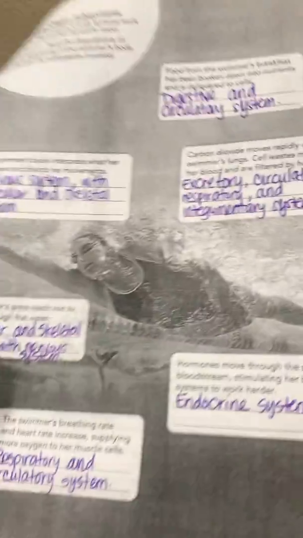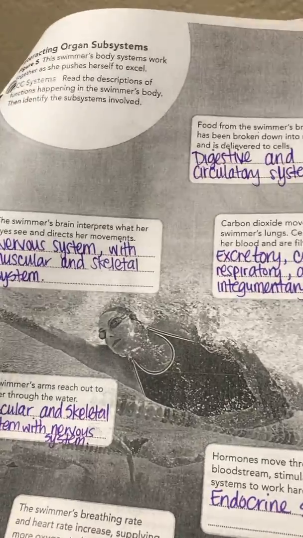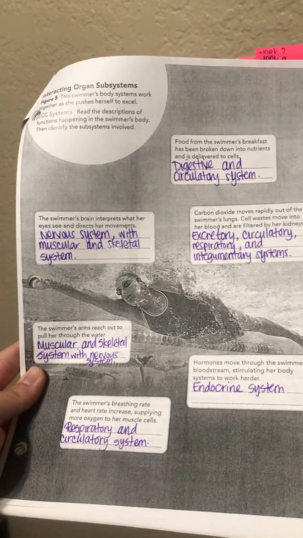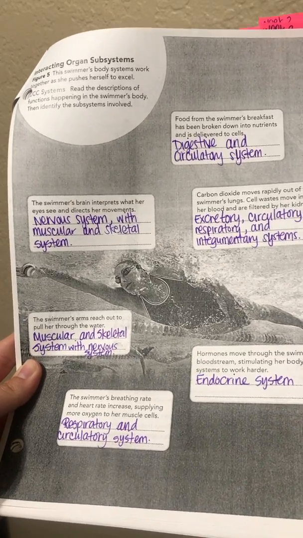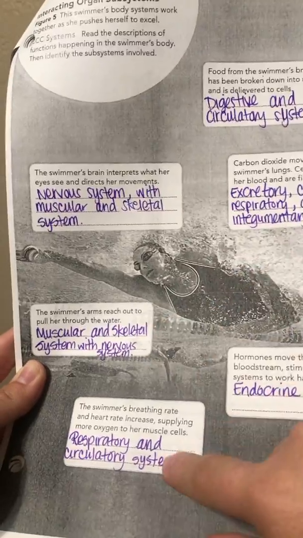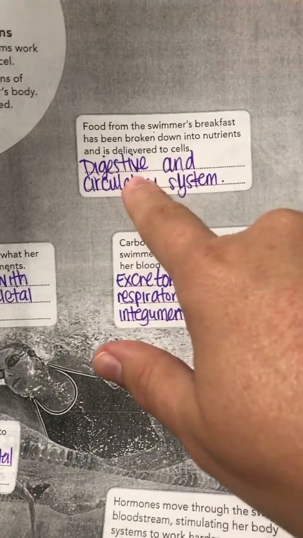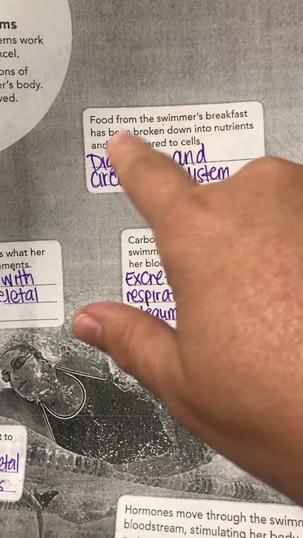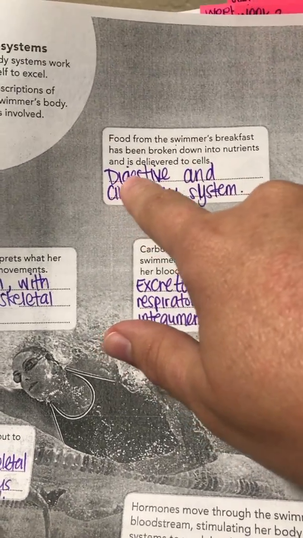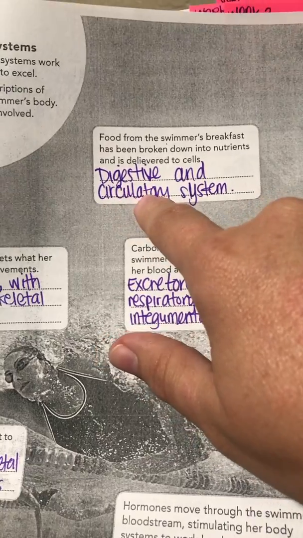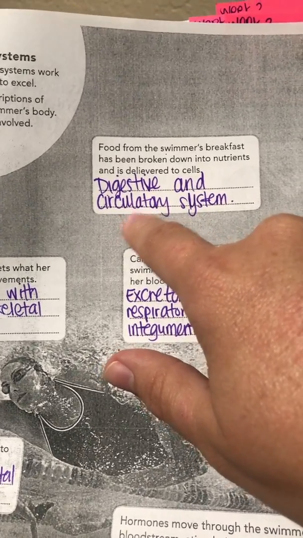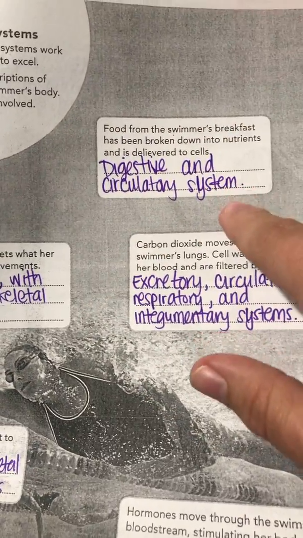And almost to the end of this week's work. So for this one, we see someone that is swimming, and while we are looking at what they are doing, we are trying to see what systems are at play. So here, the food from the swimmer's breakfast has been broken down into nutrients and is delivered to cells. So we need the digestive system for that, and then the circulatory system because it's carrying all of that food nutrients to the different cells.